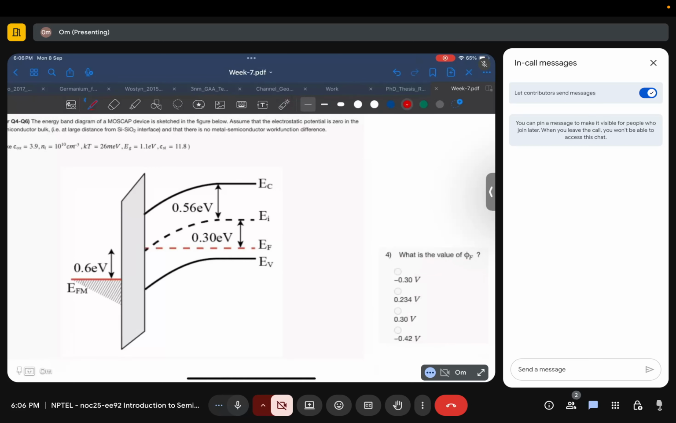So we know that phi f is Ei at bulk minus Ef, right? So this is exactly phi f, which is 0.3 electron volts. So the answer is option C, 0.3.